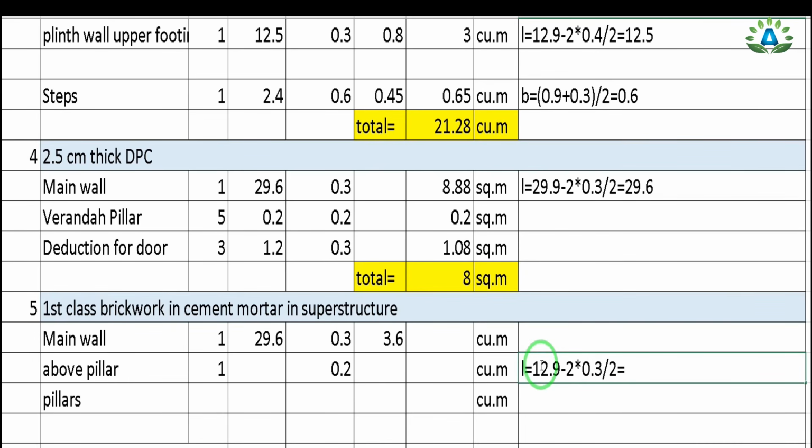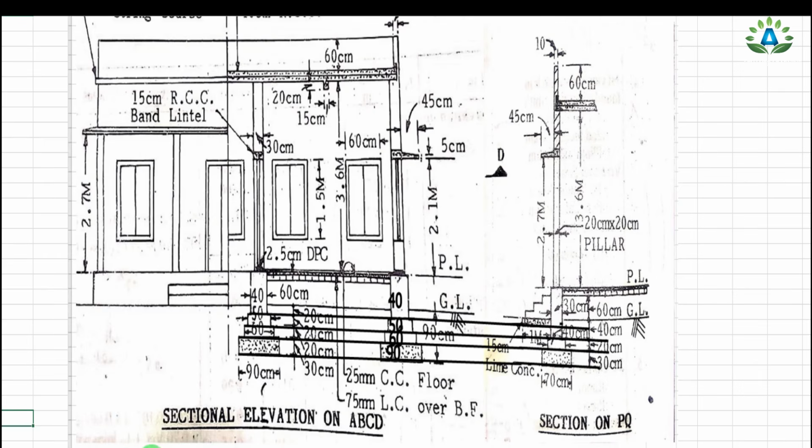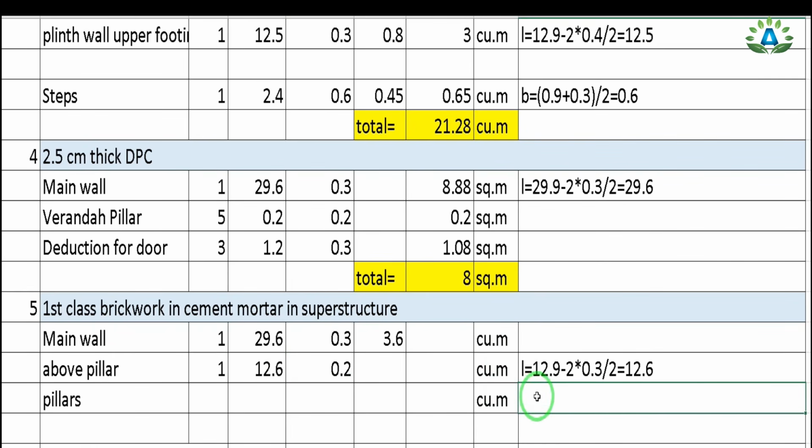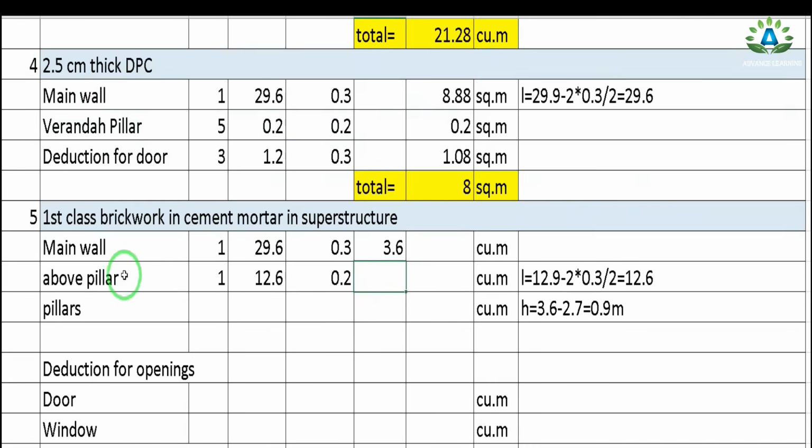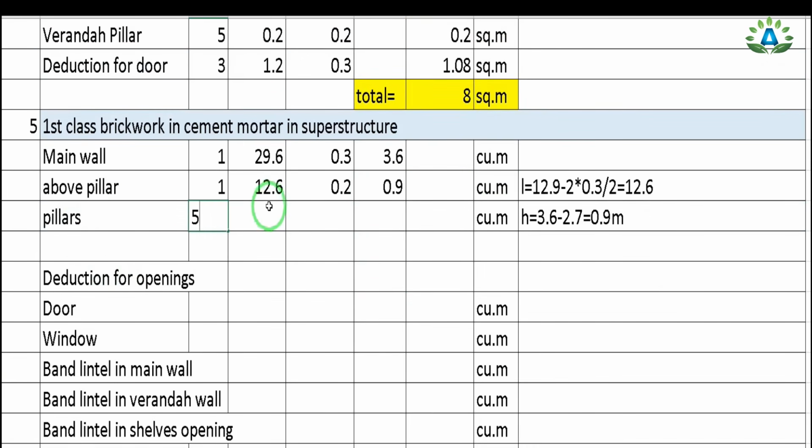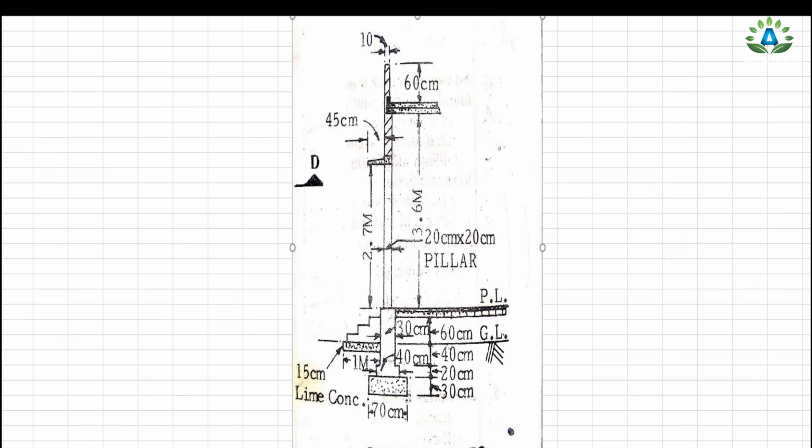So we get 12.6. And we need to calculate its height. So here we can clearly see that this height is this total 3.6 minus this portion 2.7. So this portion will be 0.9 meter. So I can write that the height equals 0.9 meter. And we have these pillars, 5 in number, having the length and breadth of 0.2 meter, and the height of this pillar is 2.7 meter.